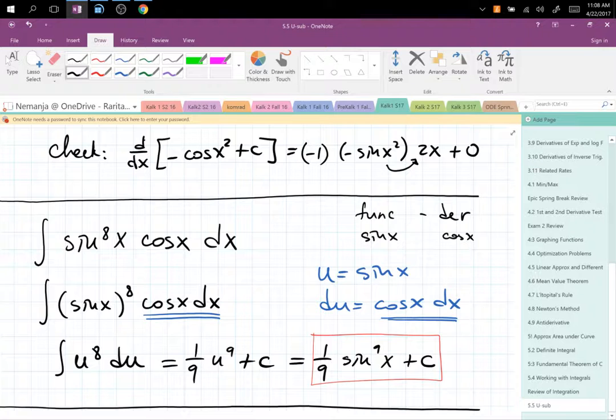Anyway, so there we have it, sine to the 8. Now, let me just write on the board and think about this. So you can see it, sine x cosine x dx.